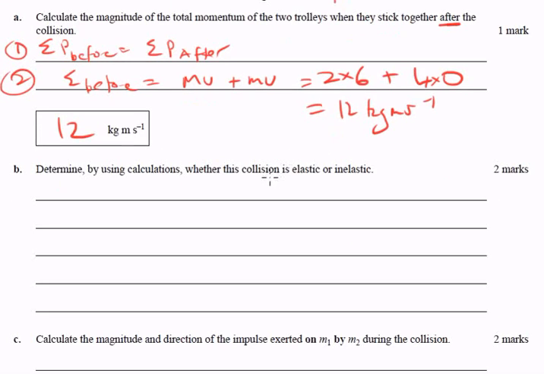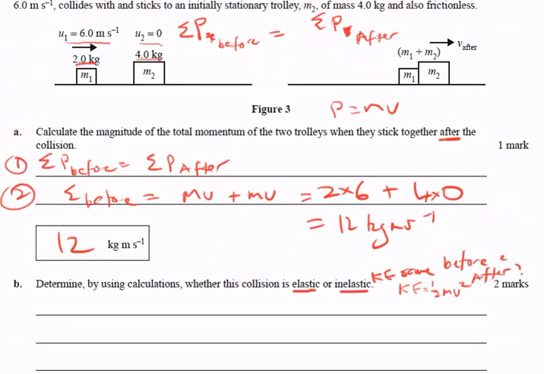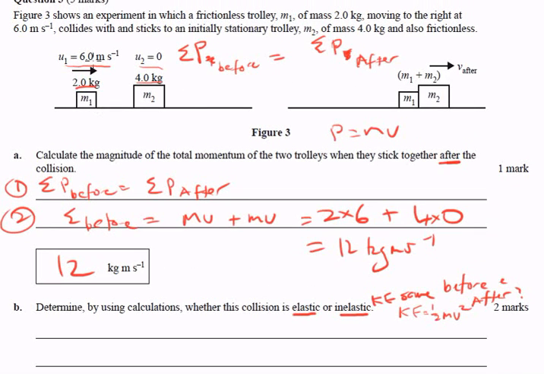Now, using calculations to determine whether this is inelastic or elastic. What that means is: is the kinetic energy the same before and after? If I want to work out the kinetic energy before and after, I know kinetic energy equals half mv squared. I've got enough information to work out the before: I've got m's here, I've got v's here, so that's fine. I've got m's here for after, but I don't have the final velocity, so I need to work that out before I do this calculation.